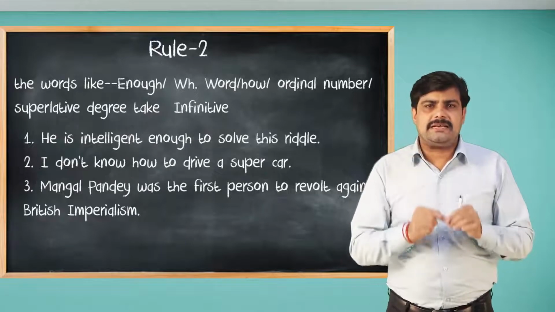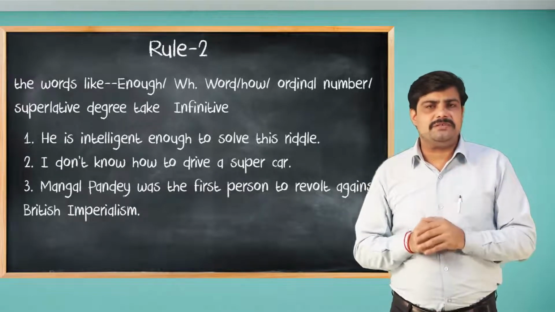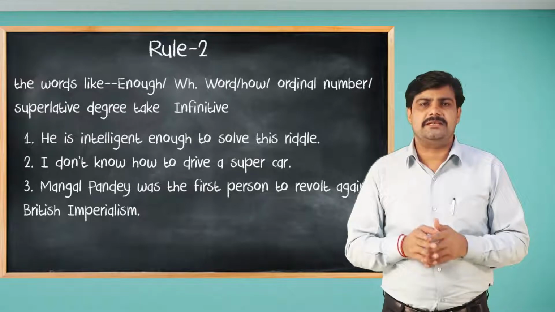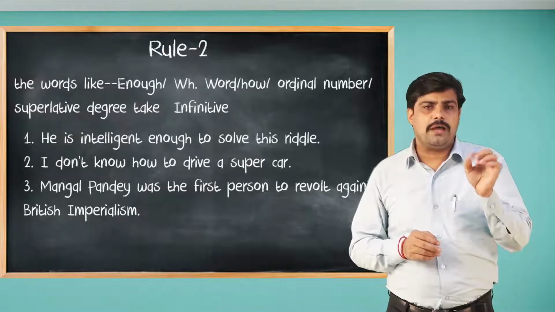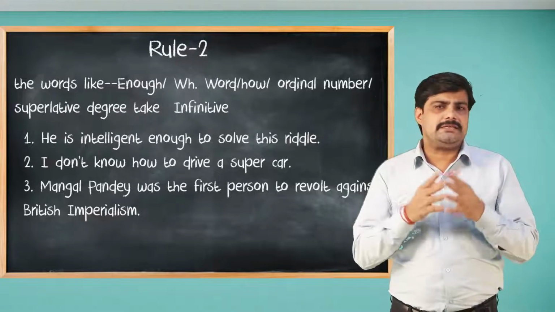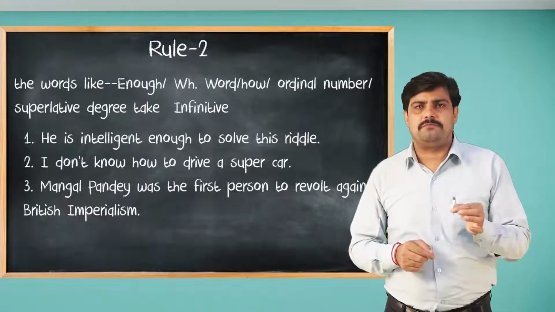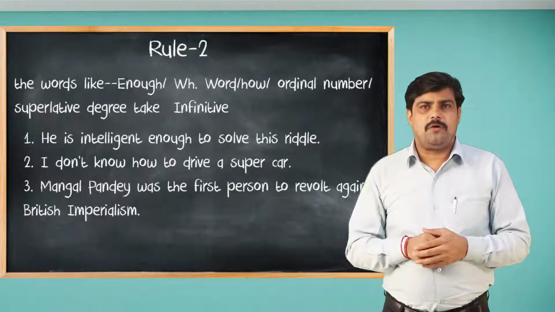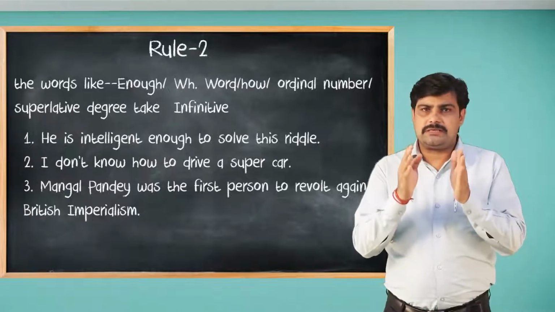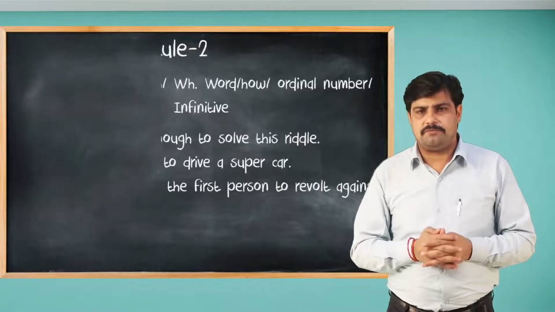In the first sentence, just after enough, infinitive is used. In the second sentence, just after how, to infinitive is used. In the third sentence, likewise, the superlative degree takes infinitive forms. So remember, all these words always take infinitive forms.